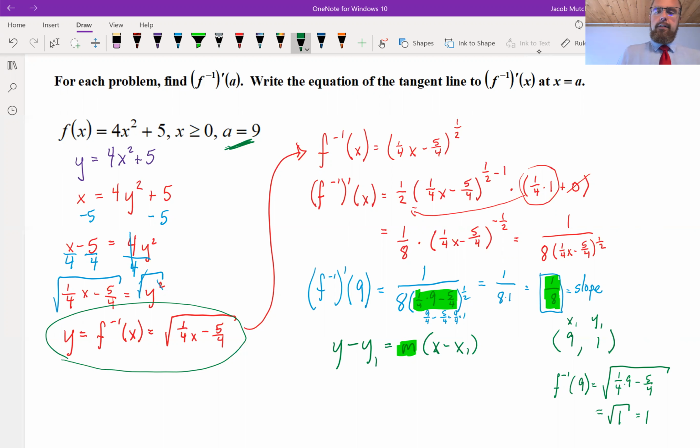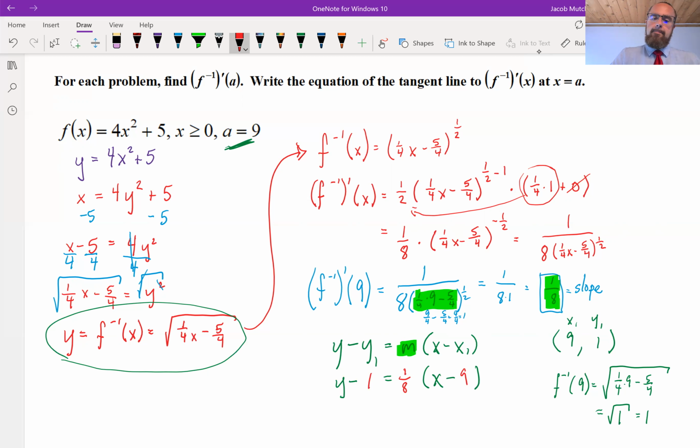Well, we're ready to fill in into our point slope. So I'm going to just overlay here. So y minus my y1 we just found was 1. That equals the slope we found from taking the derivative of the inverse. So that's 1/8 times x minus my x1, which is going to be 9. So that is ready to solve, put into slope-intercept form.